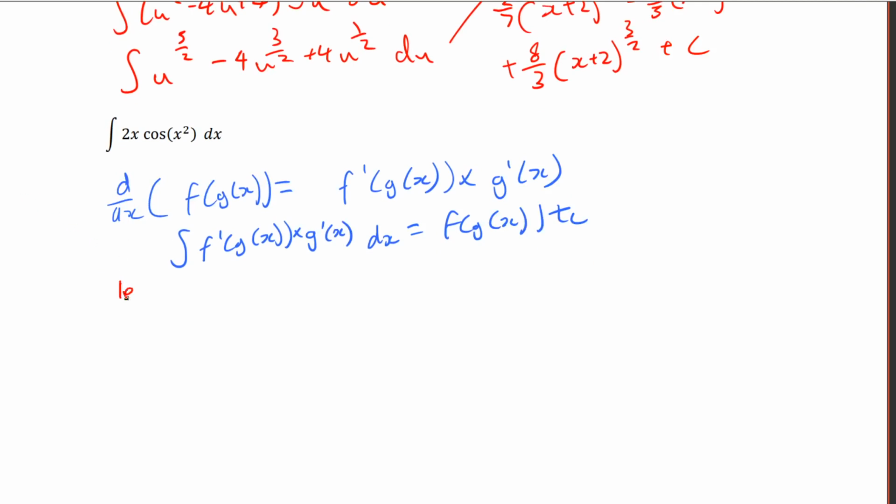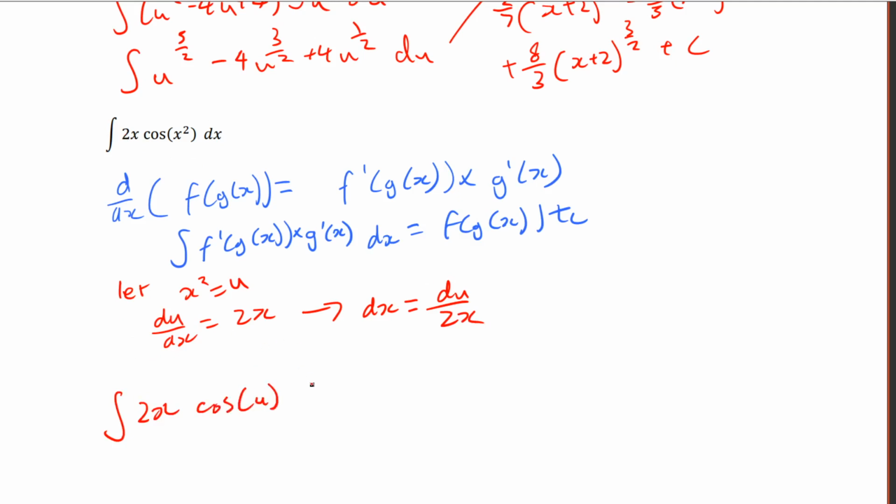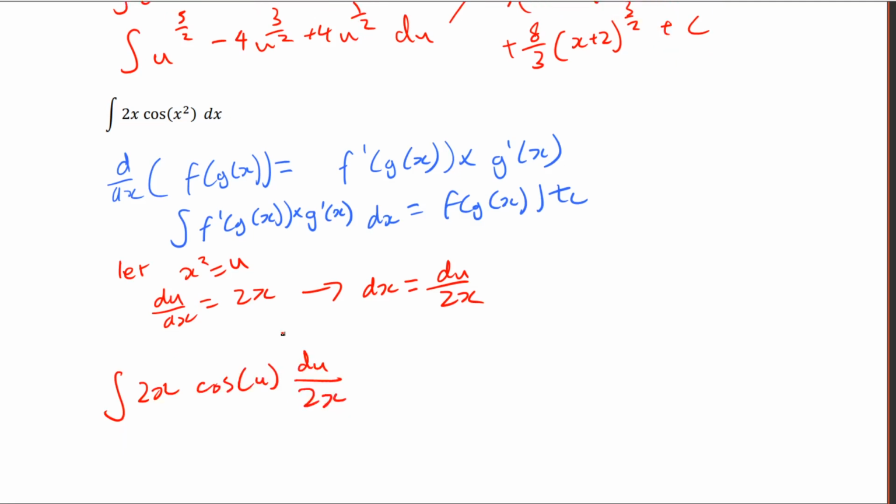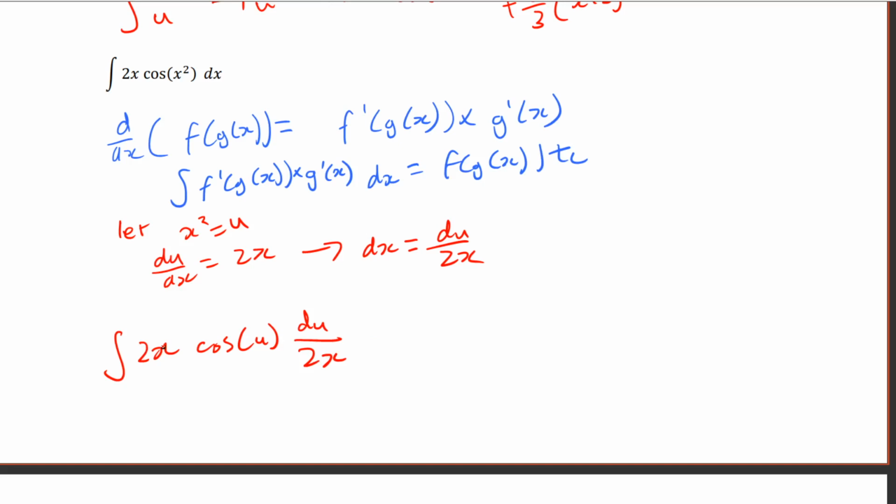So if I let the inside function x squared equal u, then I'll have du dx equals 2x. So that gives me dx equals du on 2x. So if I write this expression in terms of u, I'll actually have 2x cos u times du on 2x. And you see here that this 2x and this 2x will actually cancel each other out. So this should give me the integral of cos u du.